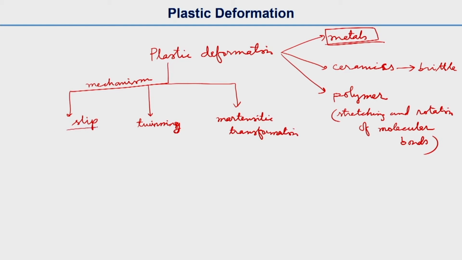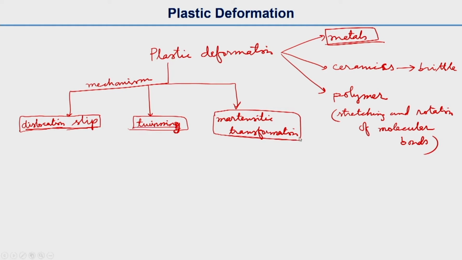Slip is very popular, as you know. We sometimes call it dislocation slip, because this involves movement of dislocations, and most metals plastically deform by this mechanism. Another mechanism is twinning, which is less common, and martensitic transformation is even less common; not all materials will show this kind of transformation. So dislocation slip is the common mechanism. We will discuss more on this, and then also discuss the other two, twinning and martensitic transformation, a little bit. Now we will talk about crystal defects.